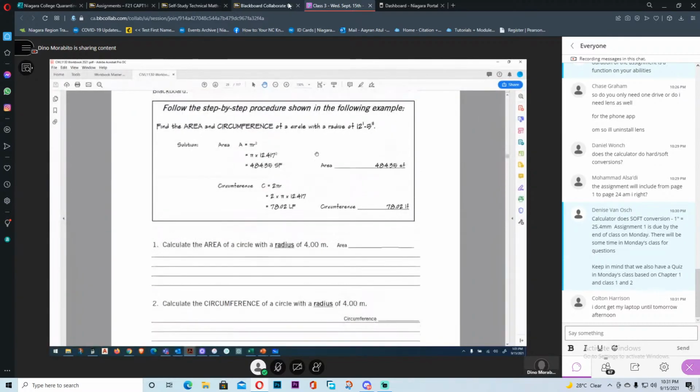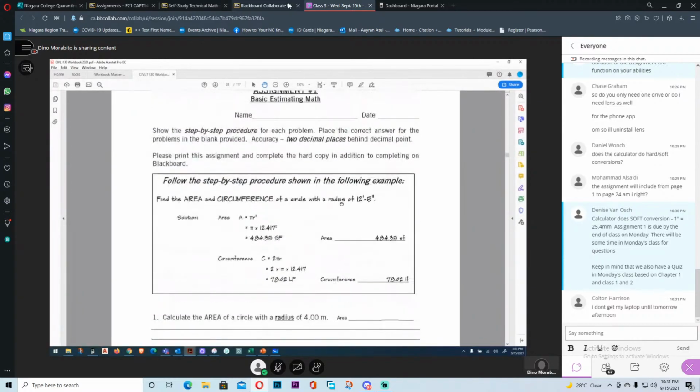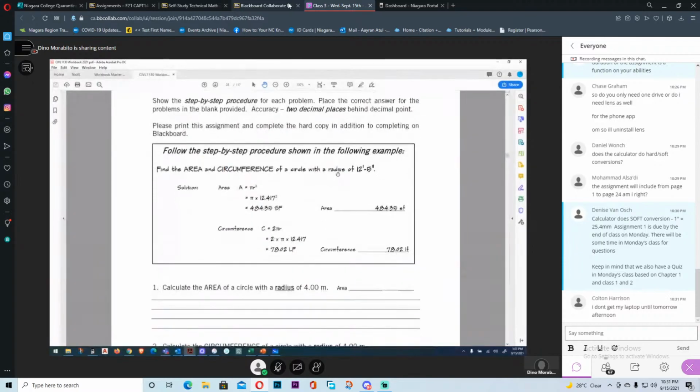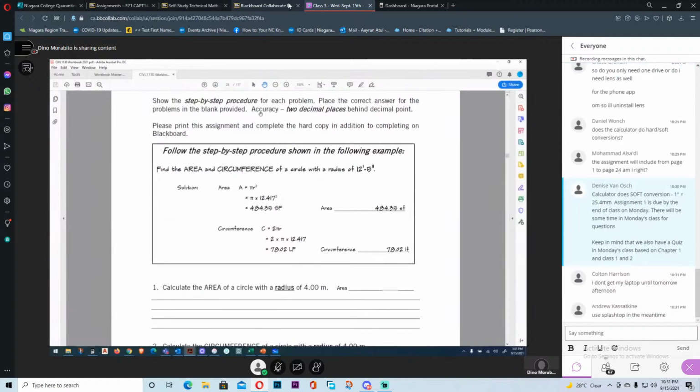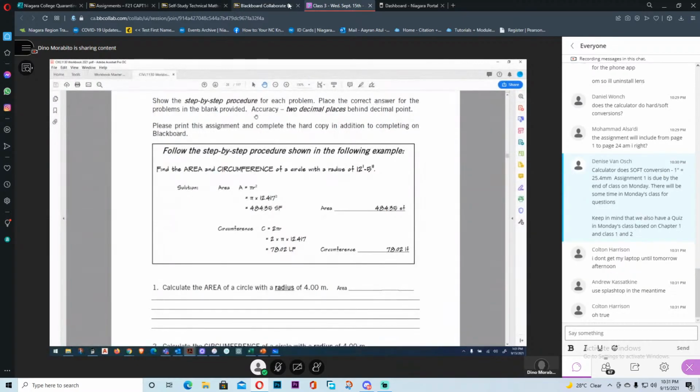And so when it comes to format, what would we like to see? We would like to see your procedure. We would like to understand your thought process in how you did the calculation. Okay. We would like the accuracy for your answers to be 2 decimal places.